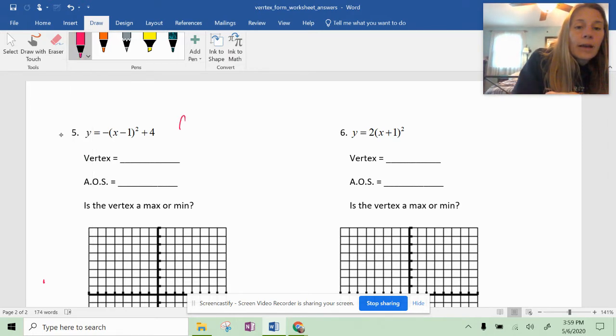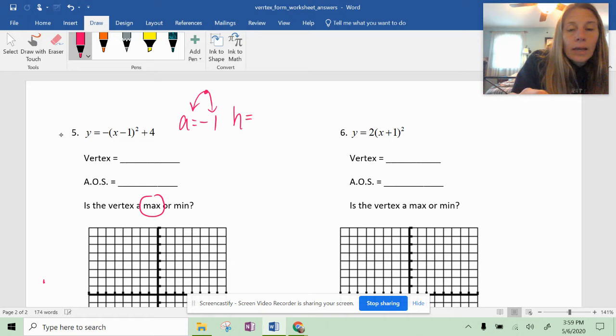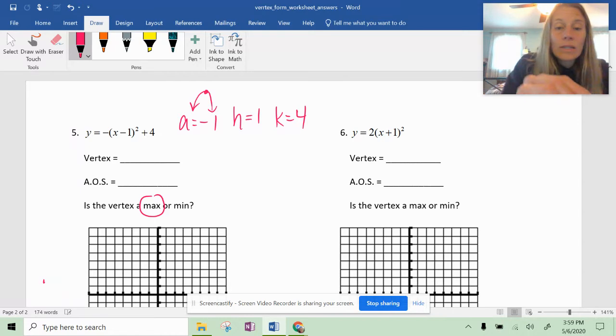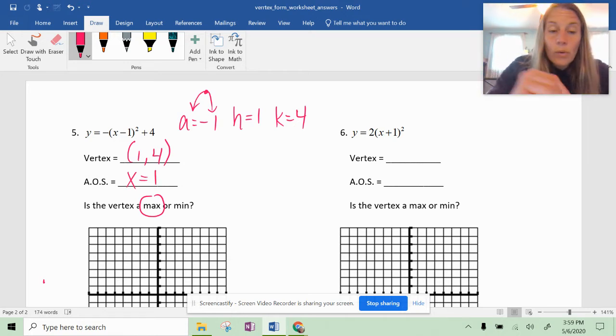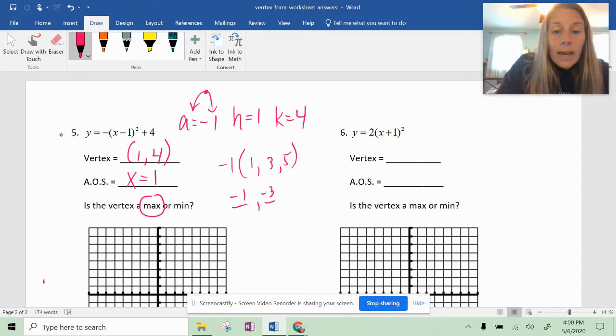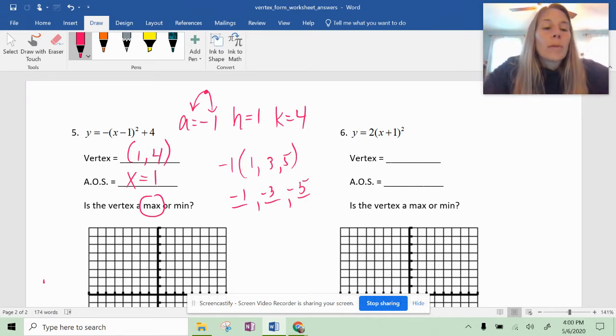So for number 5, A is -1, which means the parabola is going to open down and my vertex will be a maximum. H is +1, opposite sign of what we see, and K is +4, we keep the sign we see. The vertex is 1, 4. The axis of symmetry is x equals the H value, which is +1. And then we're going to use that -1, A value. We're going to multiply it times 1, 3, and 5 to get the number of boxes that we're going to rise in between plotting the next point.